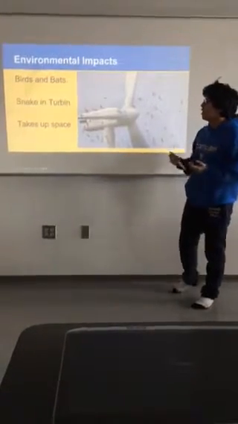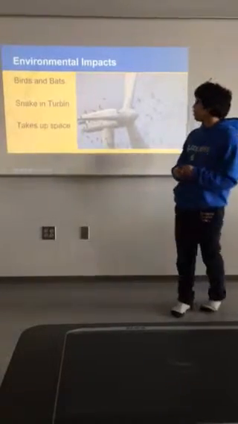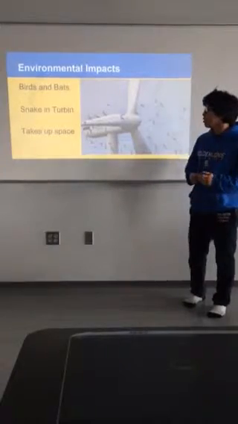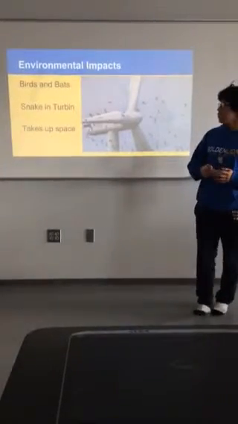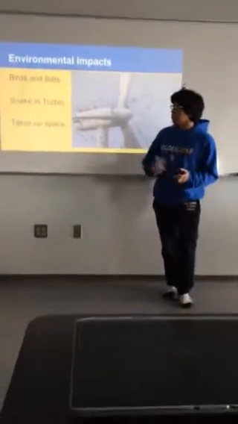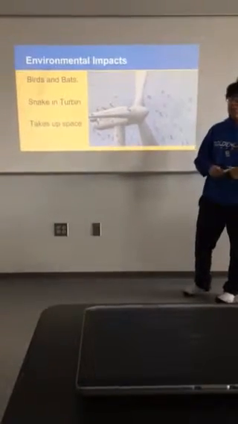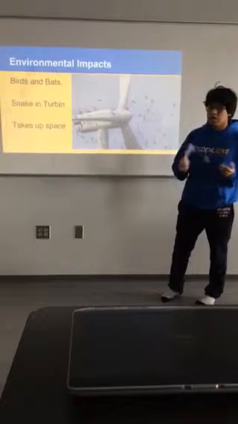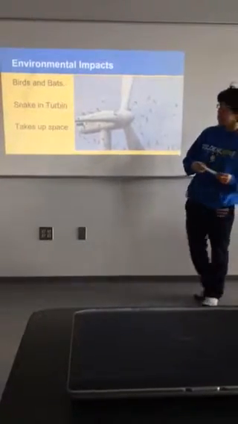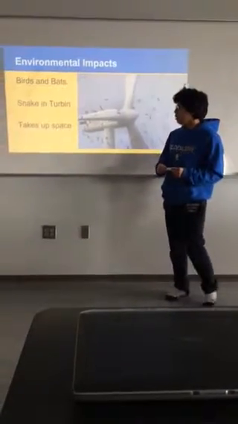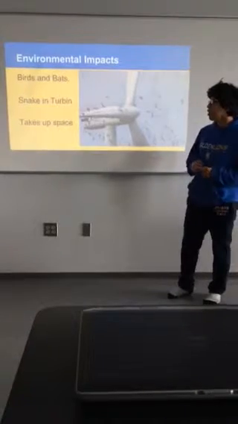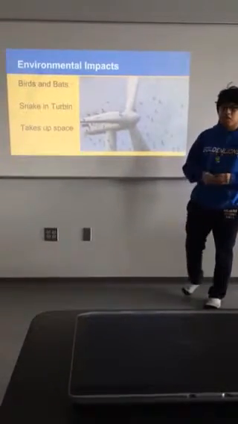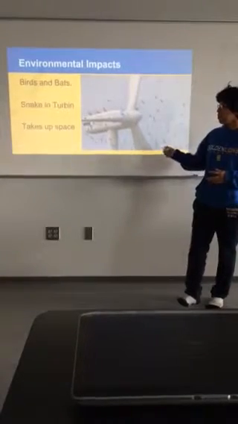And then environmental impacts. Like I said, it can affect the flight patterns of birds and bats and cause harm to them because they're not used to the intrusion on their space. There's a story of a snake in a turbine where it was being put up and the snake was caught inside and attacked a worker, and the snake ended up dying because of it. And it takes up space, but again, it's not just limited to the land, it also can be implemented in the sea.